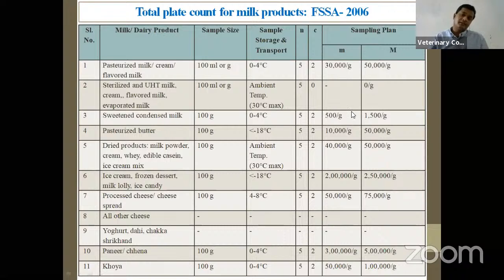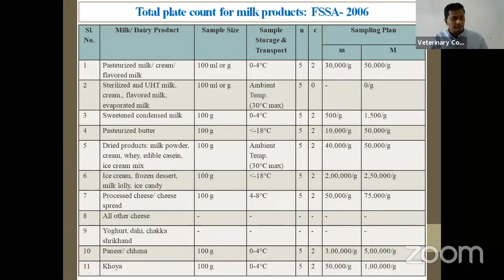Now you come to the last column, the last section of this table. There are the NCMM criteria, which are associated with the sampling plan. And as I told you, there are two kinds of sampling, 2-class and 3-class. This particular standard plate count is a safety indicator.